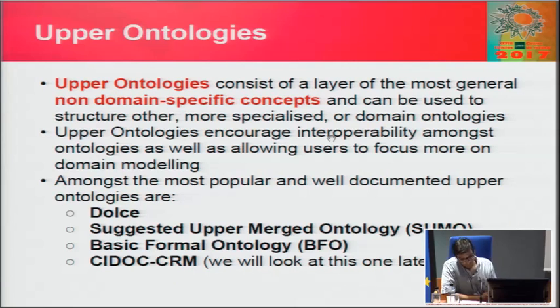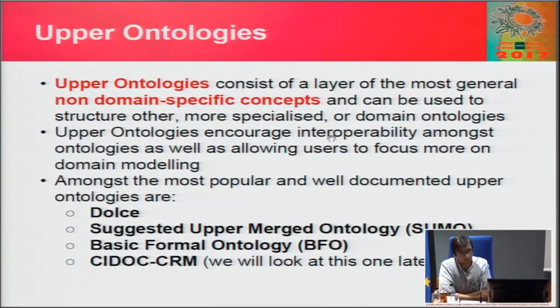So another important consideration when it comes to designing ontologies relates to the use of upper ontologies, and these are ontologies which consist of the most general organizing concepts, and these can be used as the highest layer in a domain ontology. And again, this is useful for two main reasons. The first is that it encourages interoperability amongst ontologies. So if my ontology and your ontology are both structured using the same upper level concepts and properties, it's much easier to link them together.